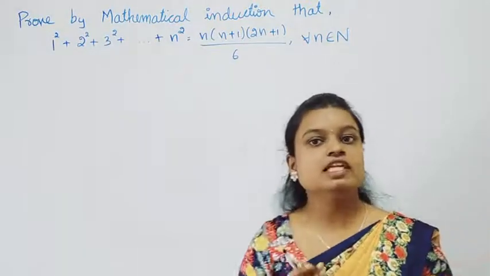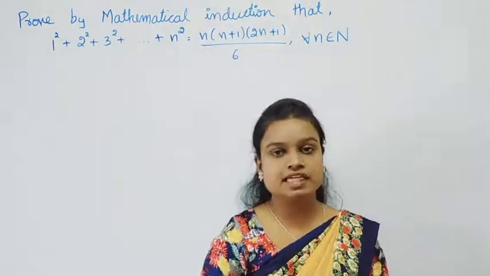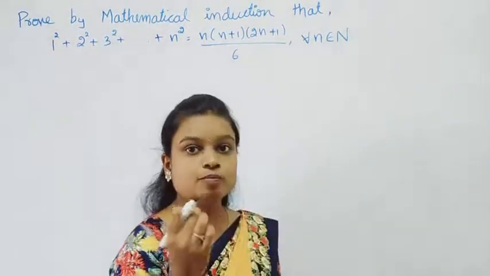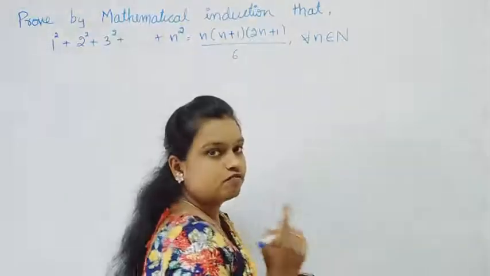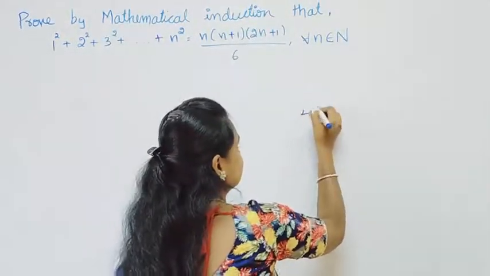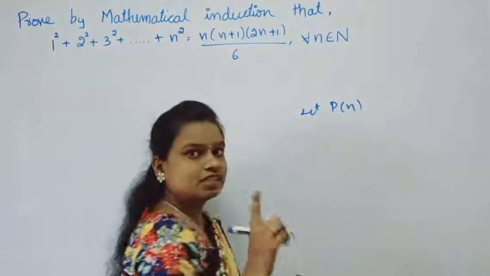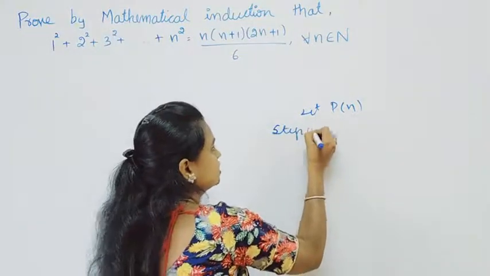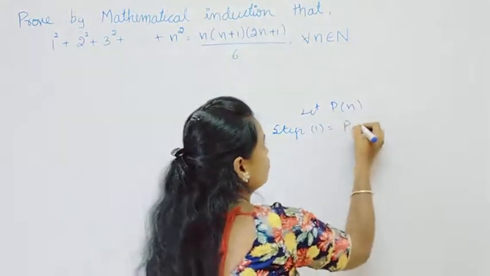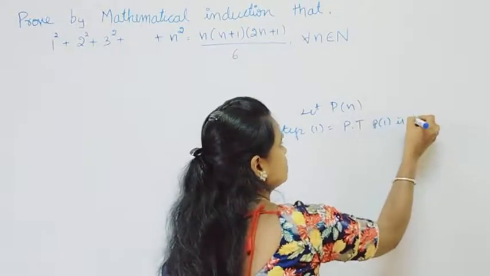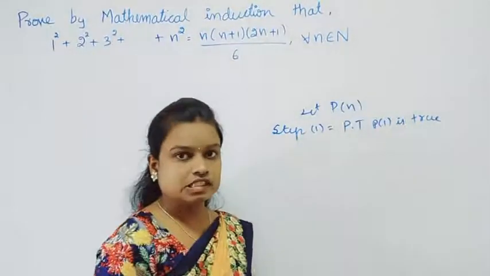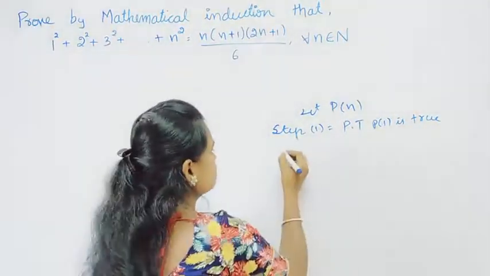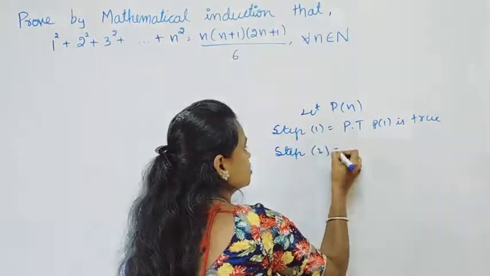Right? So in that we learned the principle of mathematical induction. So what is the principle? If we prove by mathematical induction, what is the first step? First, we have to take the given statement as P of n. Then step 1 is to prove that P of 1 is true. Okay. So the next step, step 2, is what?